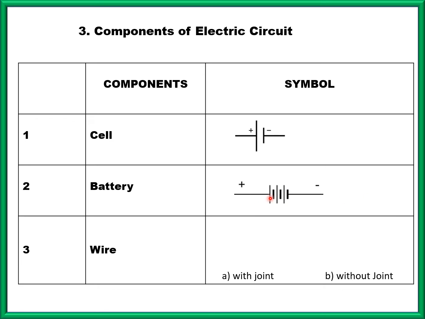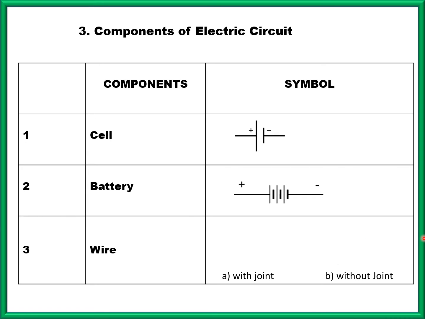It has got one, two, three cells. These three cells will become a battery. So again, see positive, negative, positive, negative, positive, negative. This is how we draw a battery, a three cell battery.